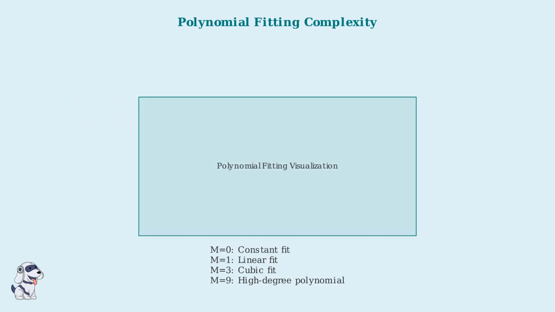This example shows how polynomial complexity increases with degree. As m increases from 0 to 9, the fitting becomes more sophisticated but also more computationally demanding. Software handles these calculations effortlessly.